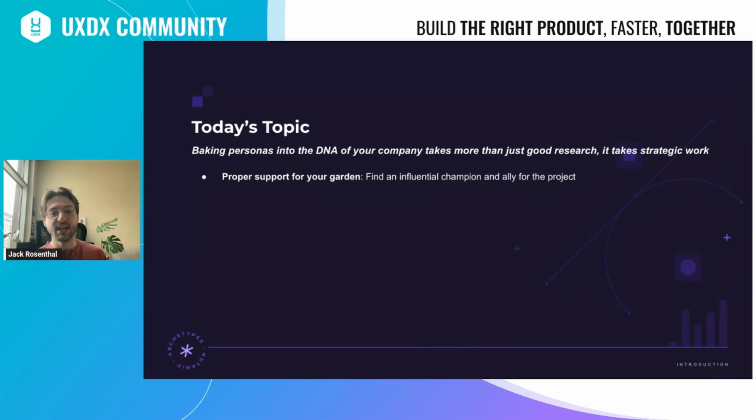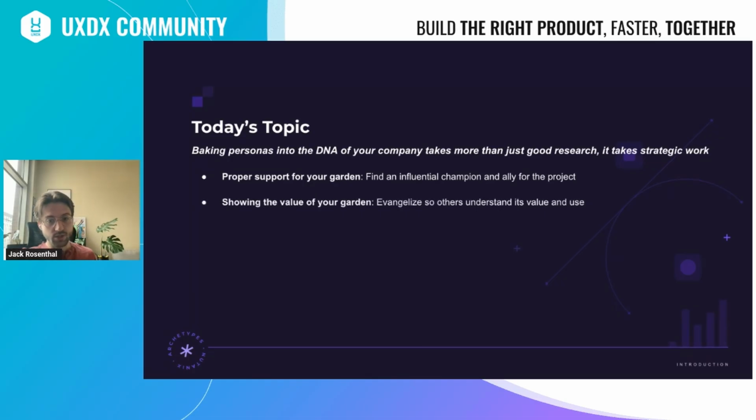So the things that we'll cover today would be the proper support for your garden, right? You need to find the support from an influential champion or an ally for this project. Showing off the garden. So the evangelization process is extremely integral to the success of what you're doing here. We need to make sure that people are understanding the value of the stuff that's coming out and its uses as directly and clearly as possible.